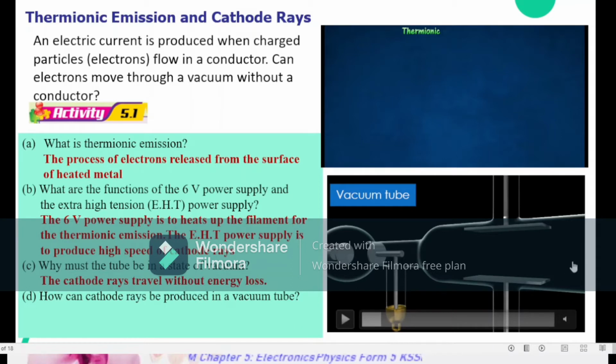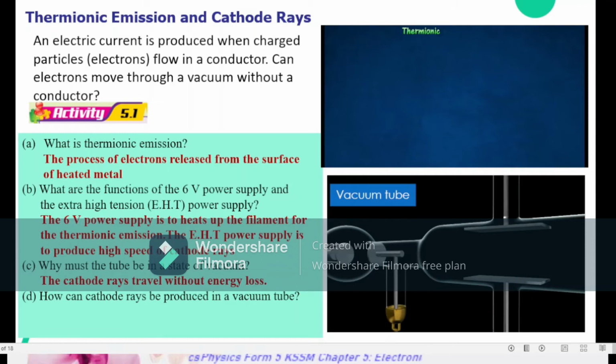You can see just now in the vacuum tube, cathode rays travel in vacuum before hitting the screen. Can you imagine if this is not vacuum, meaning there are air molecules in this tube? So once the cathode rays pass through this part, they will collide with air particles. This will cause some of the energy of the cathode rays to be lost. So this vacuum section is for the cathode rays to travel without energy loss.